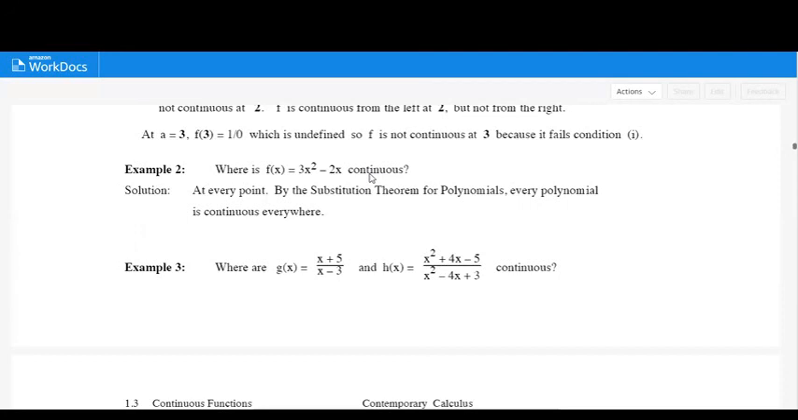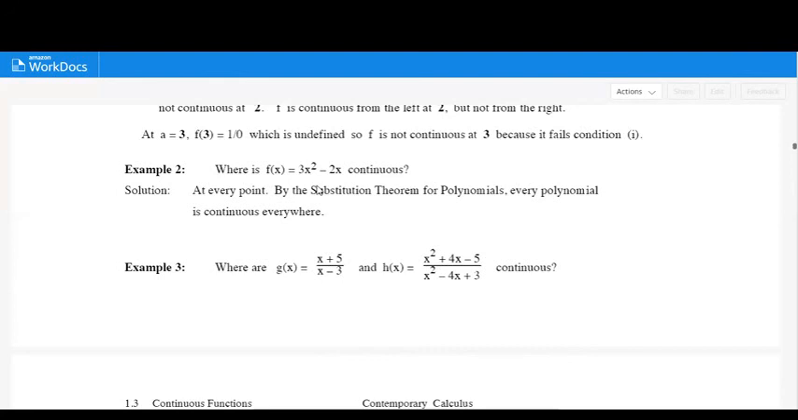So usually, magiging undefined yung equation if ever 0 yung kanilang denominator. Or magiging 0 both denominator and numerator. Yan, 0 over 0. O magiging imaginary, hindi pwede yan. Okay, so here, itong si 3x squared minus 2x is continuous at every point kasi wala kang makikitang number or value ni x wherein makakapa-undefined dito sa kanila. Okay, so we have the rule na by the substitution theorem for polynomials, every polynomial is continuous everywhere.